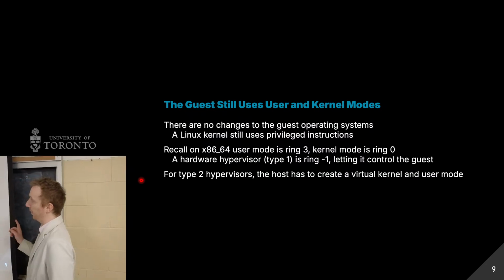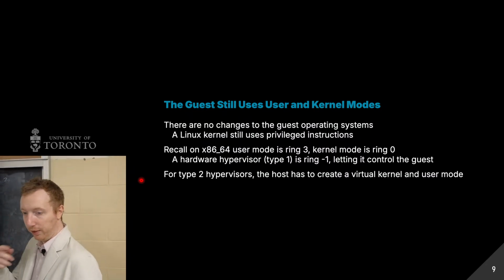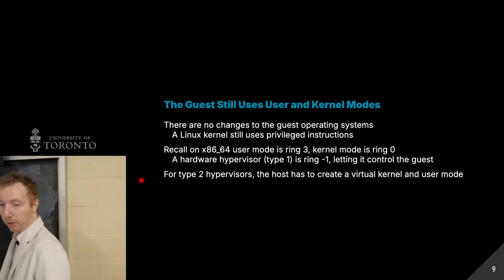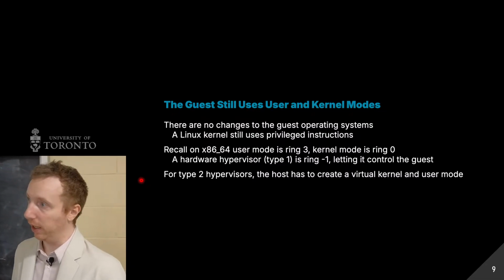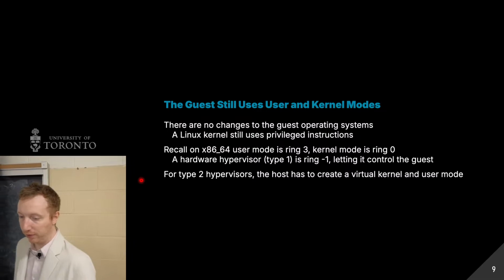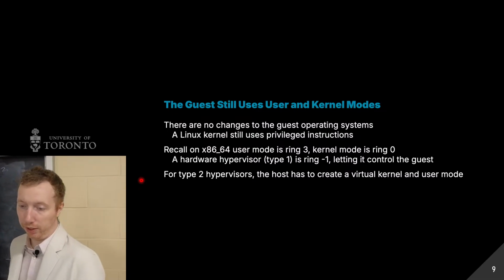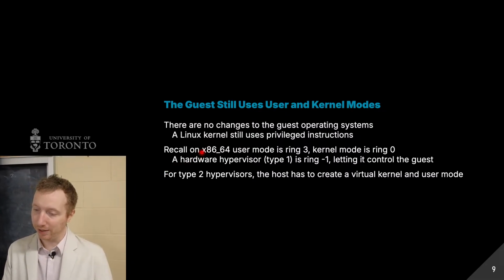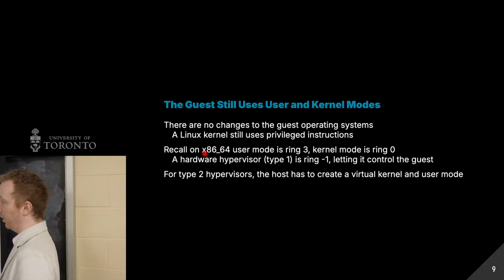So the guest, important to know here that from the guest point of view, or the virtual machine itself, it still uses user and kernel mode. So there's no changes to the guest operating system. The Linux kernel or any other kernel you install on an operating system still uses privileged instructions that are only accessible in kernel mode. And way back at the beginning, we looked at the x86 user mode in ring 3, and kernel mode is ring 0.